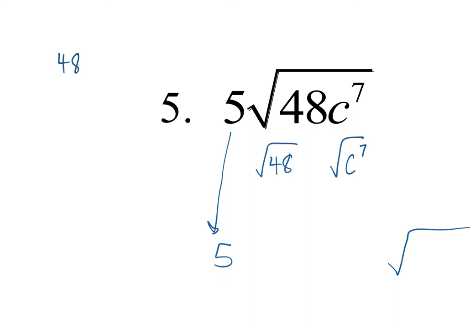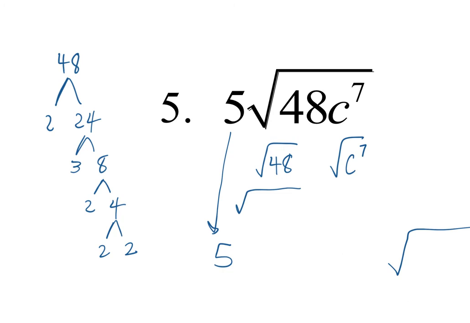48, 2 times 24. 3 times 8. 8 is 2 times 4, and 4 is 2 times 2. So write down everything that is on the end of one of these sticks that doesn't stick out again. So the square root of 48 could also be written as 1, 2, 3, 4 2's. 2 times 2 times 2 times 2, and a 3. So with a square root, you're looking for something that repeats twice.